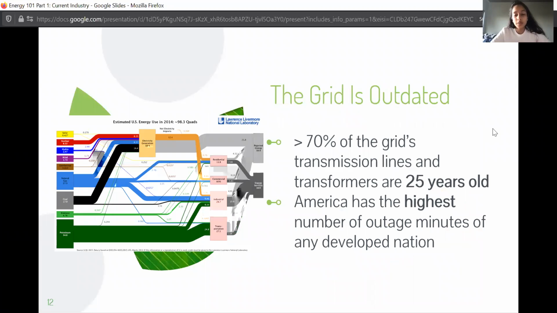And one thing we can see is that the grid is actually very outdated. More than 70% of the grid's transmission lines and transformers are 25 years old. And we rely on twice as many power plants as we actually need because of the massive inefficiencies built into the system. And actually, America has the highest number of outage minutes of any developed nation in the world. And this is actually really costly for our GDP because we see a visible dip in our economy whenever there's a power outage. Next slide.